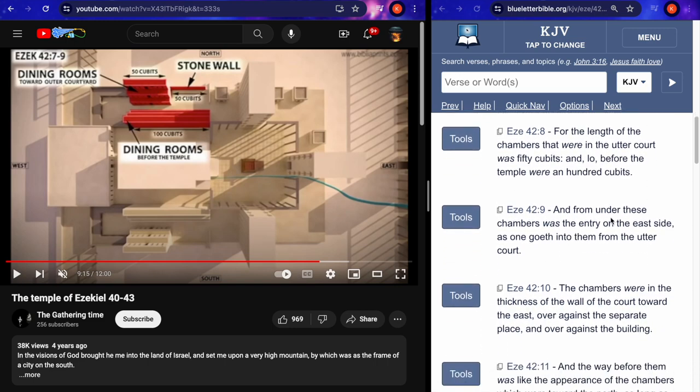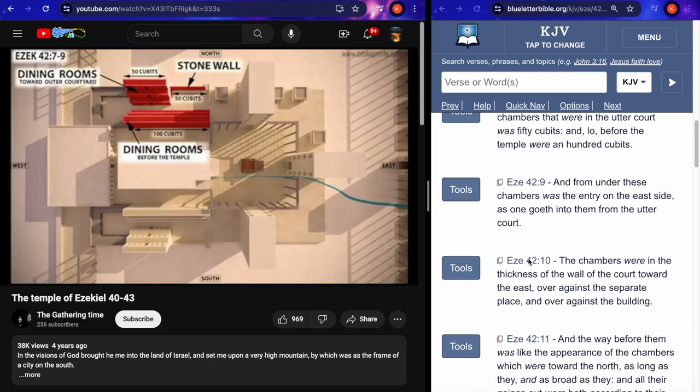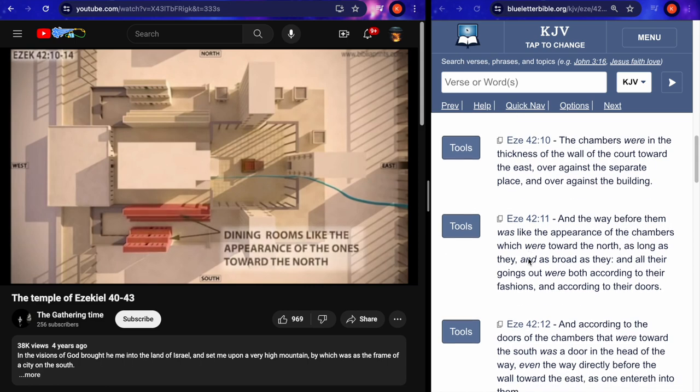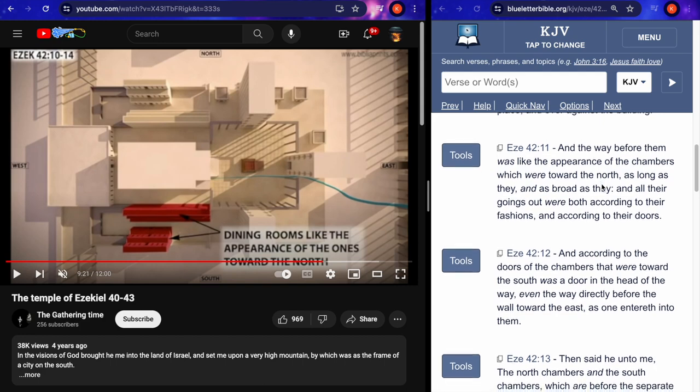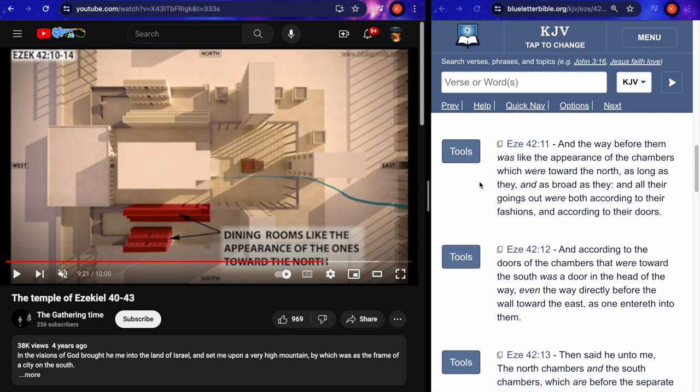Verse 9, and from under these chambers was the entry on the east side, as one goeth into them from the utter court. Verse 10, the chambers were in the thickness of the wall of the court toward the east, over against the separate place, and over against the building. And the way before them was like the appearance of the chambers, which were toward the north, as long as they, and as broad as they. So the chambers on this side were pretty much symmetrical, or identical to the chambers on this side towards the north, in terms of length and breadth and all of that.